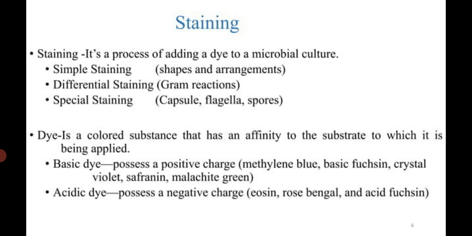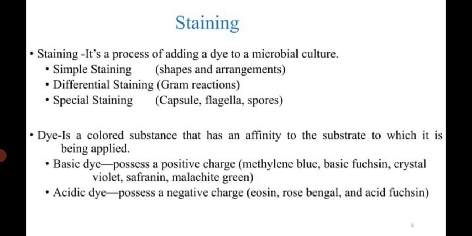These are some examples of basic stains, and these stains give a color to an acidic component of the cell. The next, that is acidic dye, they possess a negatively charged chromophore group. Examples: eosin, rose bengal, picric acid, acid fuchsin, Congo red, and India ink. These are some examples of acidic stains, and they give a color to a basic component of the cell.